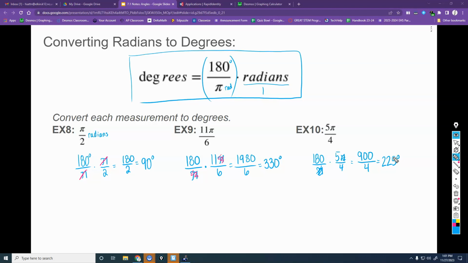Most of the time you will get a whole number on those. There can be cases where you don't, but I think most of the ones you'll see you'll get whole numbers for. Okay. Questions there?